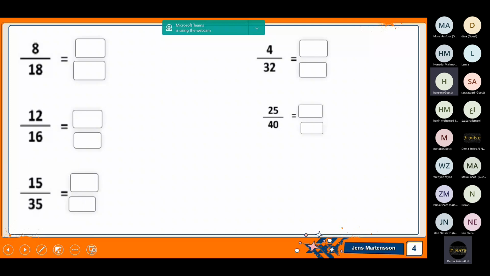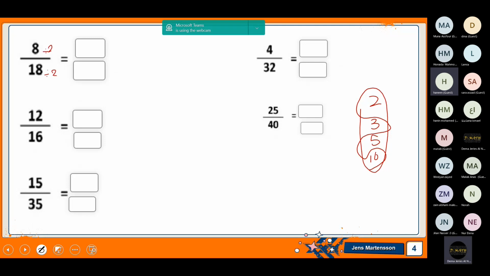Let's try multiples of 2 or 3 or 5 or 10. Yes, Haneen. 8 and 18. Can I divide them by 2? Yes. Yes, good job.